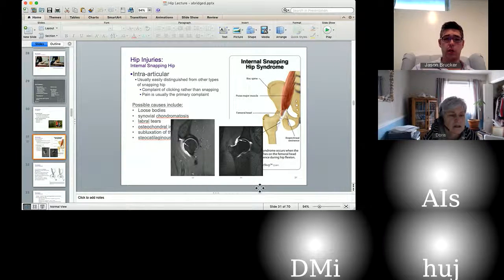So the intra-articular snapping hip is not that common, and is usually more of a clicking than a snapping sensation, with pain being the primary complaint.